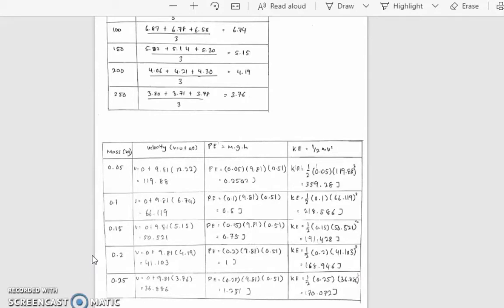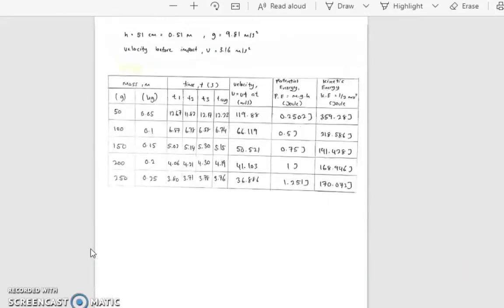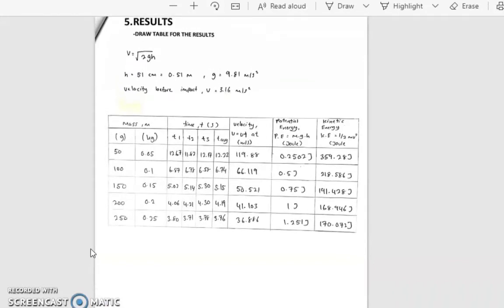Lastly, all the results that we have calculated, we put into the table, and it is shown on the result table. As we can see, the value of mass in kilogram for all masses, we have put it for time average, for velocity, for potential energy, and for kinetic energy.